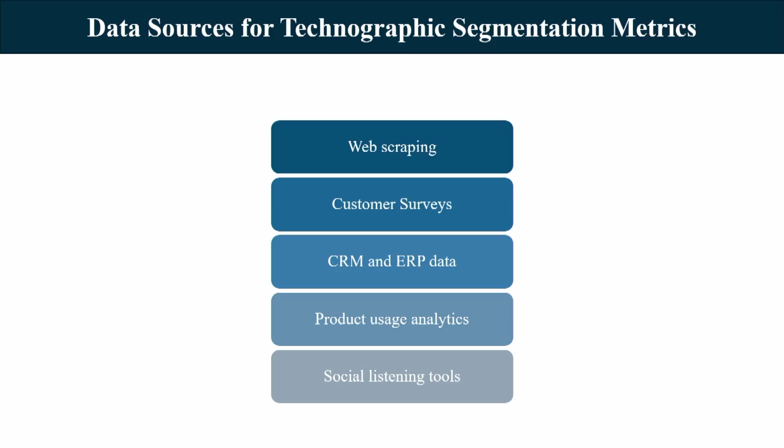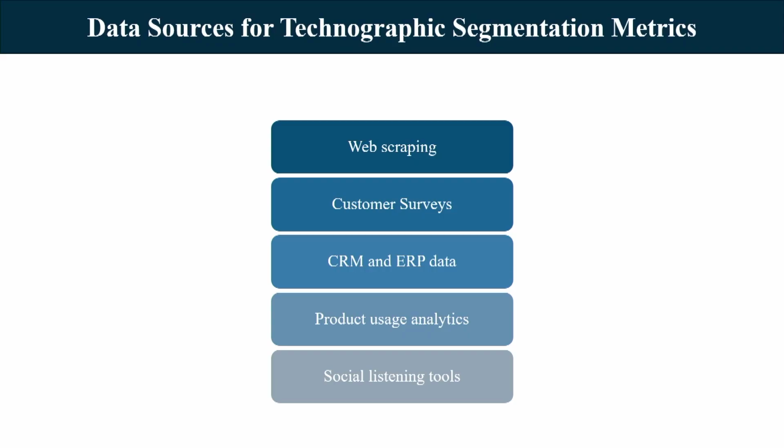Now, looking into the data sources for a technographic segmentation matrix. One is web scraping, scraping data from various websites and digital platforms. The data can also be captured from customer surveys. You conduct a survey, design a set of questionnaires, check the reliability and validity of the questionnaires, do a pilot study. If it is working fine, then float it among the potential respondents.